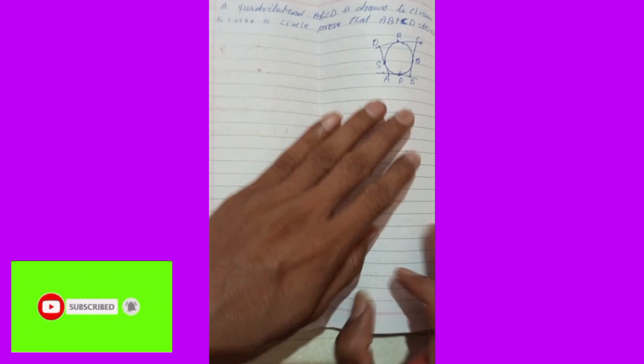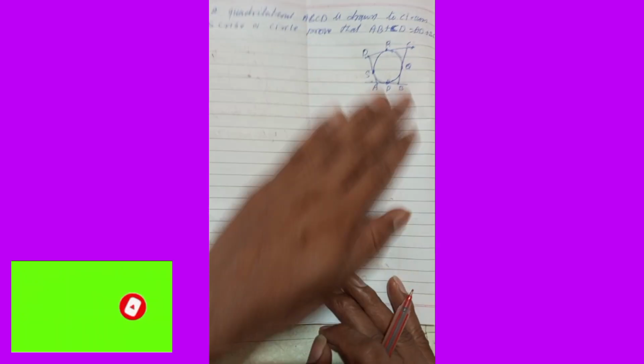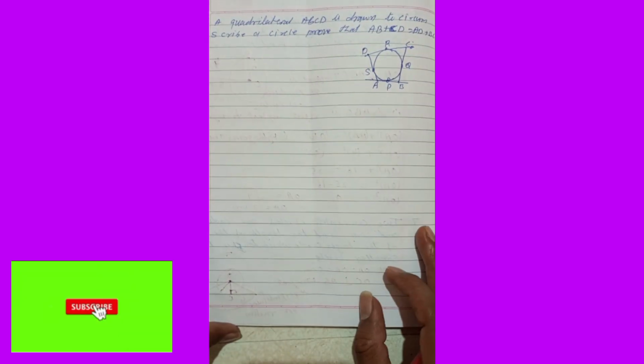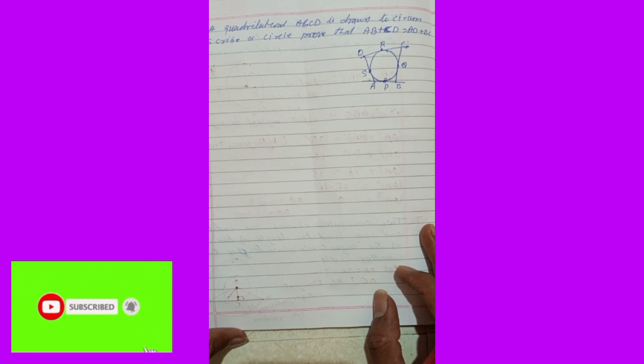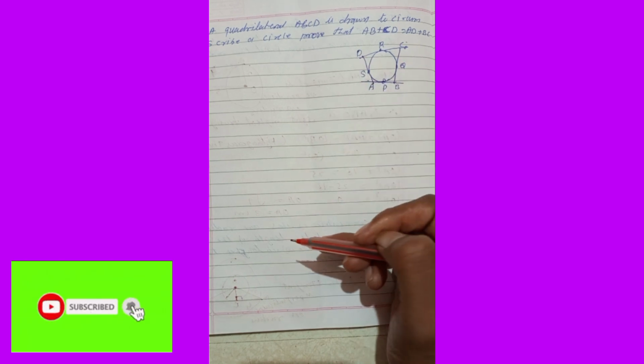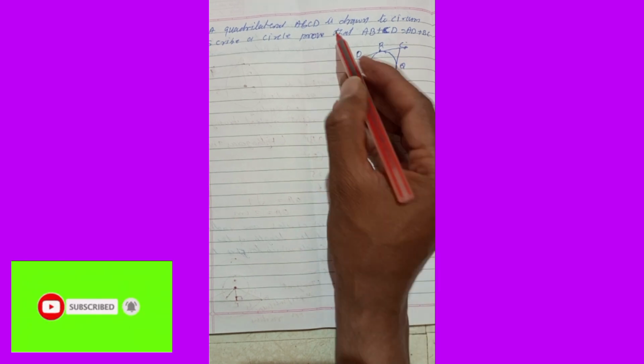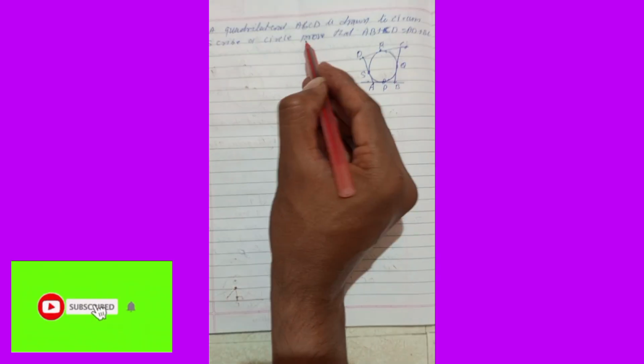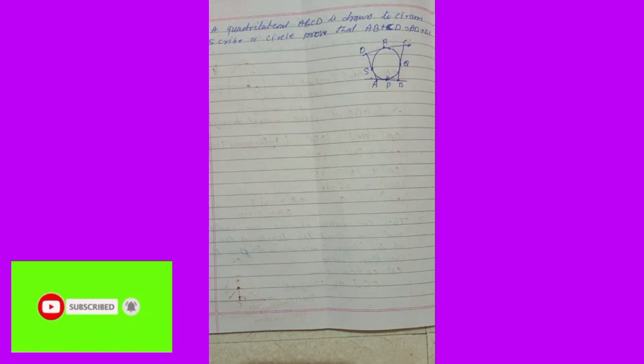Next we are taking question number 8. What does question number 8 say? A quadrilateral ABCD is there. Quadrilateral means 4 sides are there. It is drawn to circumscribe a circle, that is, a circle is inside it. Prove that AB plus CD is equal to AD plus BC. That we are going to prove.